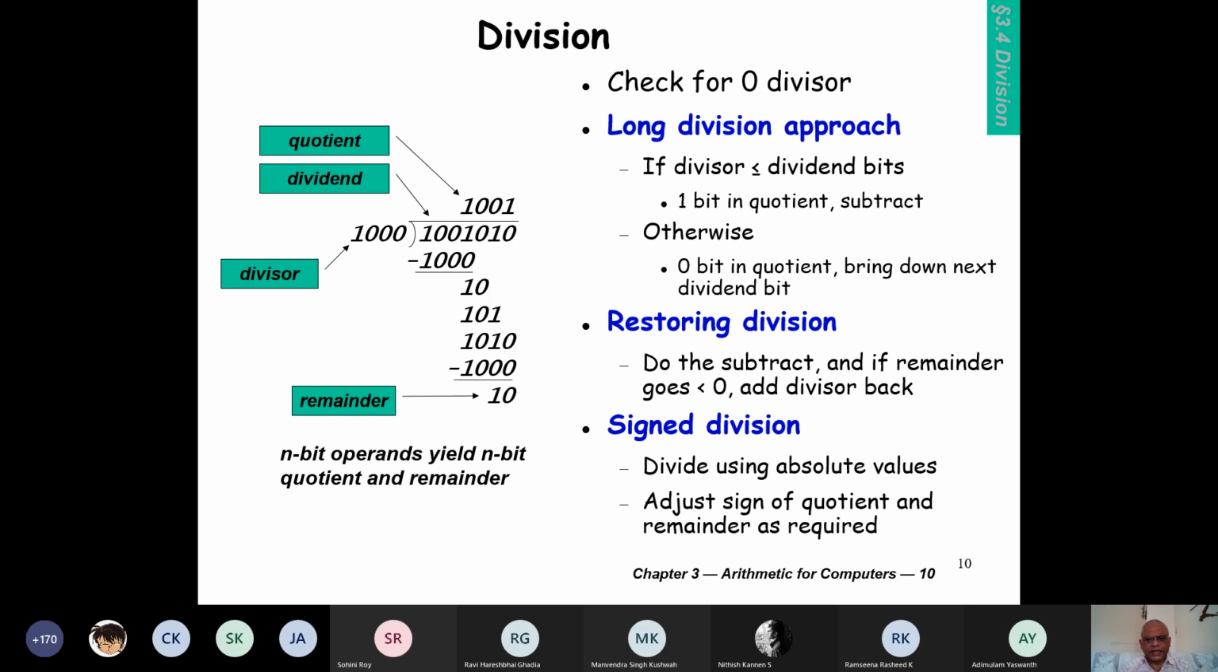That works well when we are dividing by hand. But when we are dividing by hardware, this is difficult, because checking whether a number is less than another number requires additional hardware. We have to subtract and then check and then bring another number down and so on. What we do instead is restoring division. Irrespective of whether it is less or not, we subtract and then see the result. If it is negative, we add it back.